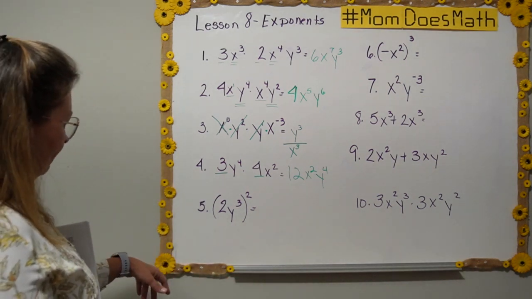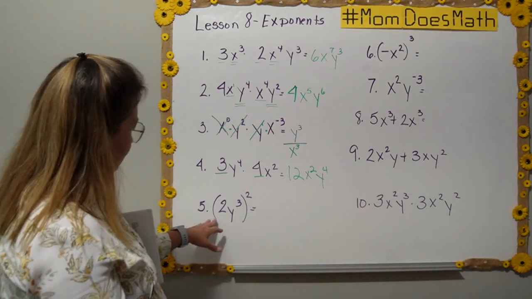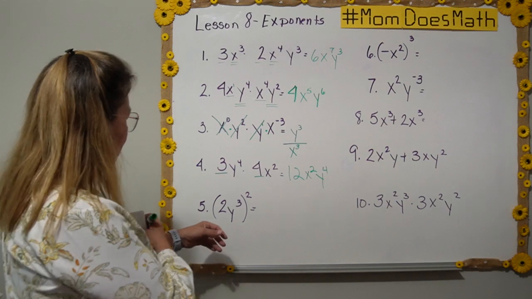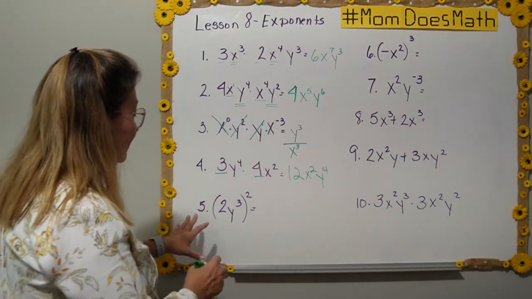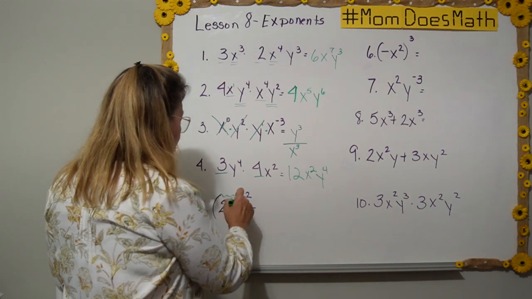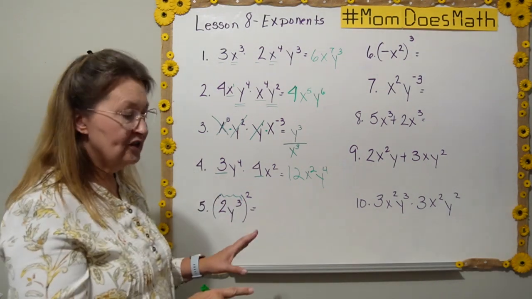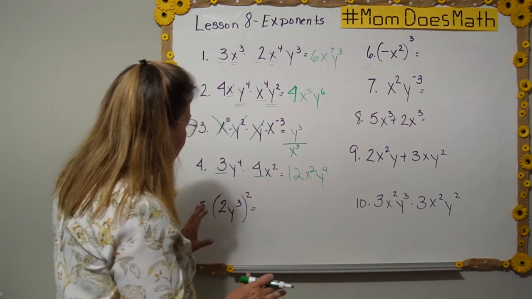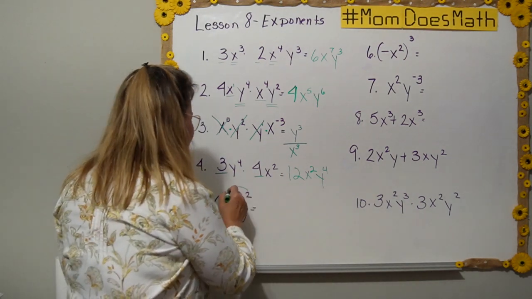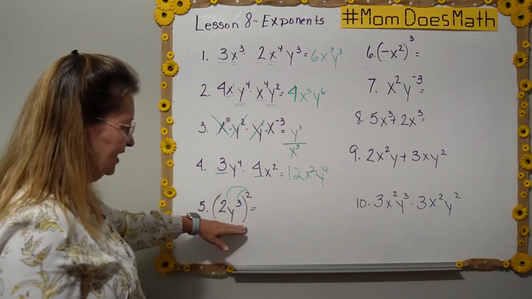Okay? All right, now for number 5, I have this 2y to the 3rd in parentheses, and then I have the exponent outside. Now remember, that actually means you're going to multiply 2y to the 3rd times 2y to the 3rd. You can write it out if you need to, or you're kind of distributing it inside the parentheses.